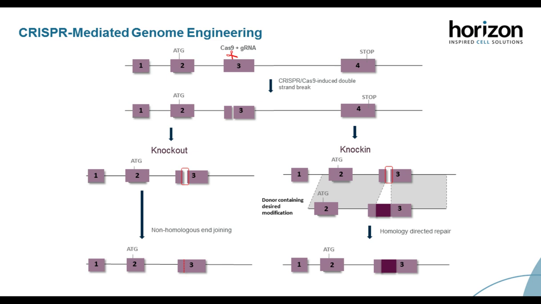It cuts DNA, and for a knockout to be generated, you allow that cut to be repaired by the endogenous cell machinery, but for a knock-in to be generated, you force the repair of that DNA using a donor template.